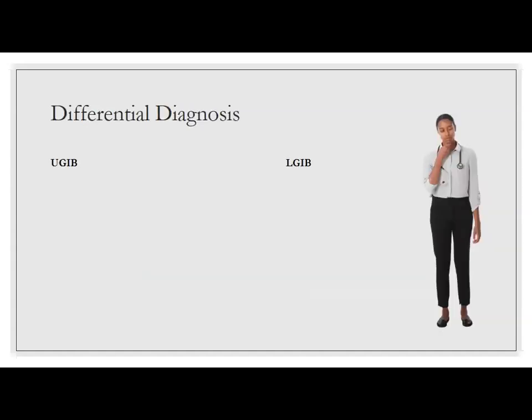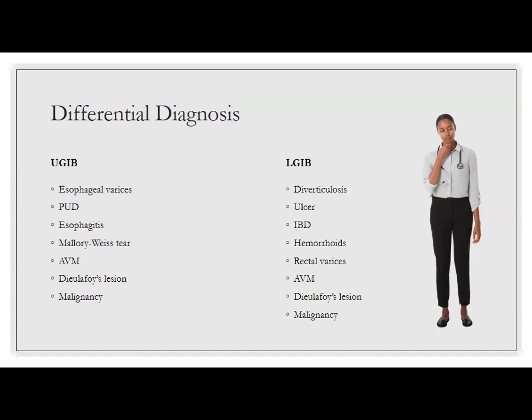You can use this location to help you build your differential diagnosis. For upper GI bleed, you want to make sure you're thinking about esophageal varices, peptic ulcers, esophagitis, Mallory-Weiss. You have to think about AVMs, Dieulafoy, and malignancy. Those you can also see on a lower GI bleed. And for lower GI bleed, you have to keep in mind diverticulosis, inflammatory bowel disease, rectal varices, hemorrhoids. Those should all be in the back of your mind.